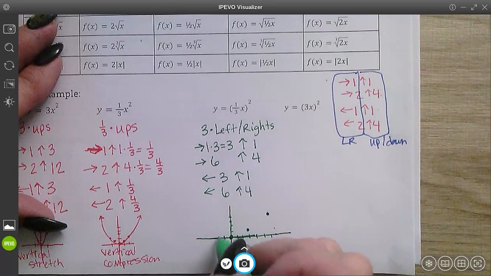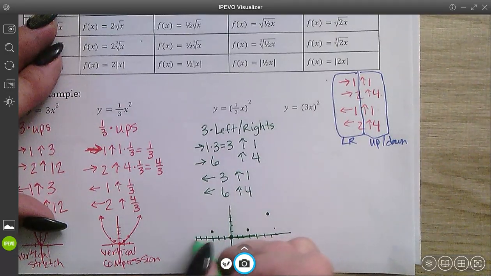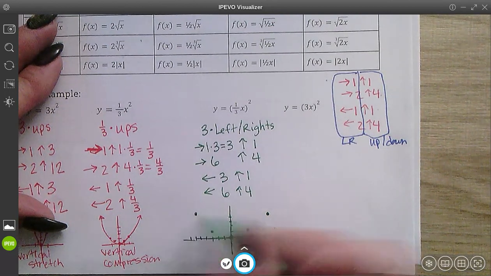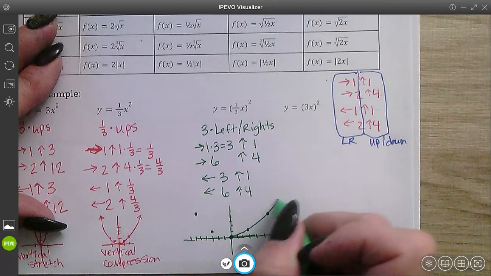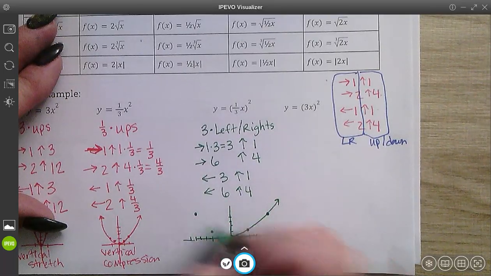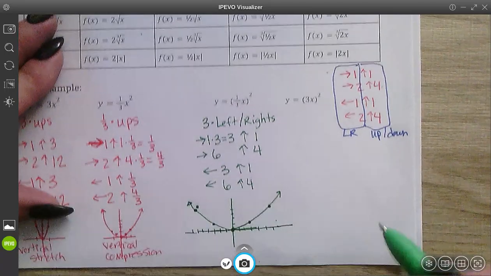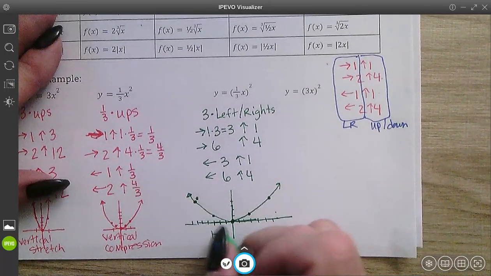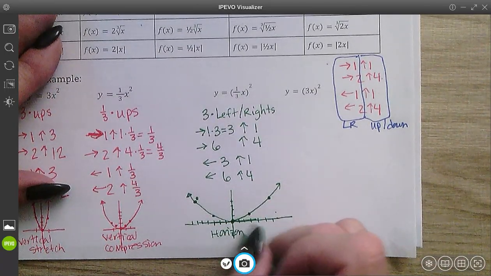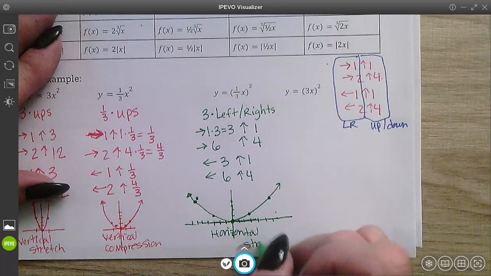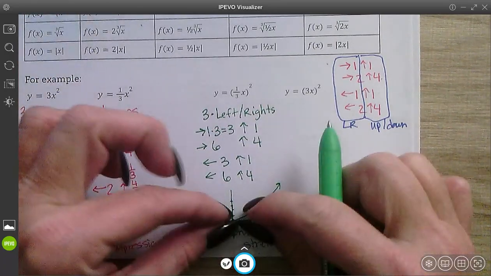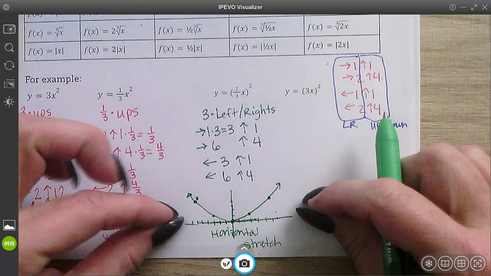And I go the same way the other way. So to the left 3, up 1. And then to the left 6 before I go up 4. So this one does this shape. Well, that point got a little far out of the way. It does this shape. So this is called a horizontal stretch, because what I did was took my graph and stretched it out this way.